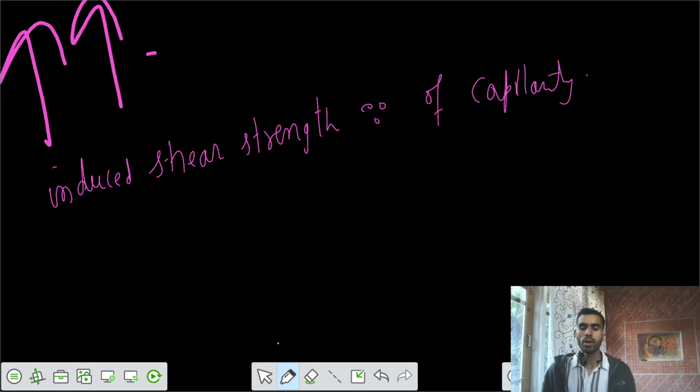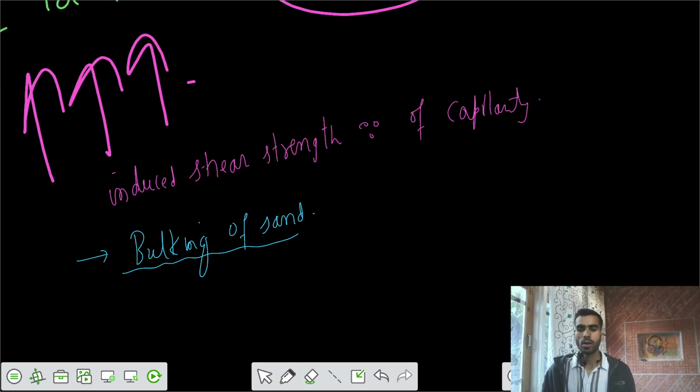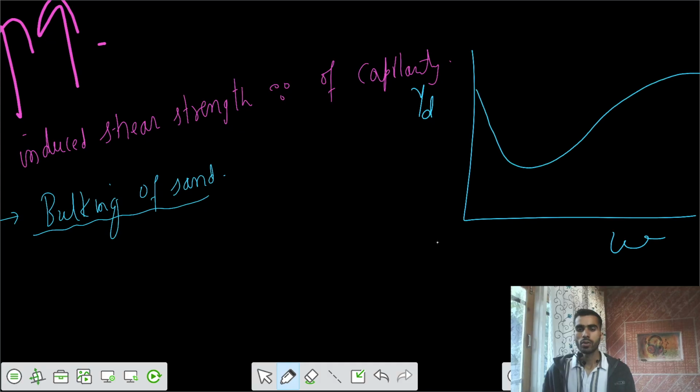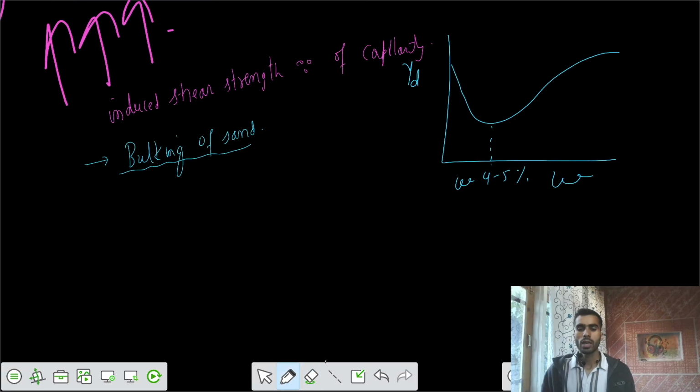And we have studied about the bulking of sand. We have talked about that in the compaction of the sands. So what is this all about? Why does bulking of sand happen? We have the graph for dry unit weight versus water content, and we saw that there was a decrease of the unit weight at a particular value of water content in the range 4 to 5%. So what is the reason for that? Why does the unit weight decrease there?